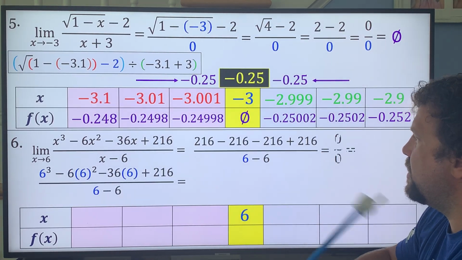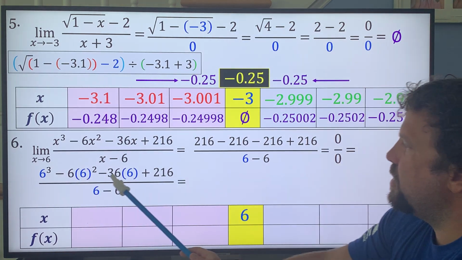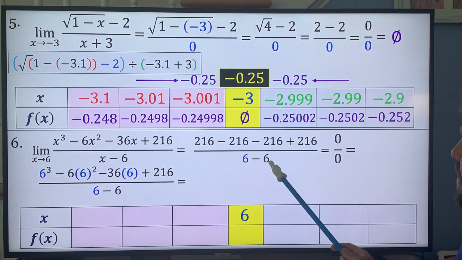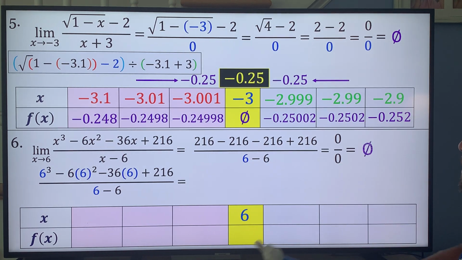All right, this one right here, we have 6. Plug it in, you end up with 6. 6 squared, 6, you got 6. This is all that matters, the 6 minus 6 on the bottom. 0 divided by 0 is undefined.